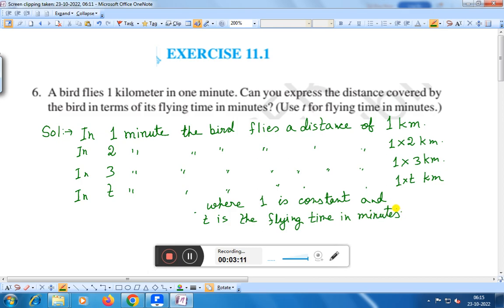Right? That is, in 1 minute, the bird flies a distance of 1 kilometer. In 2 minutes, the bird flies a distance of 1 into 2 kilometers. In 3 minutes, the bird flies a distance of 1 into 3 kilometers. Therefore, in T minutes, the bird flies a distance of 1 into T kilometers. Right? This is the solution of question number 6.